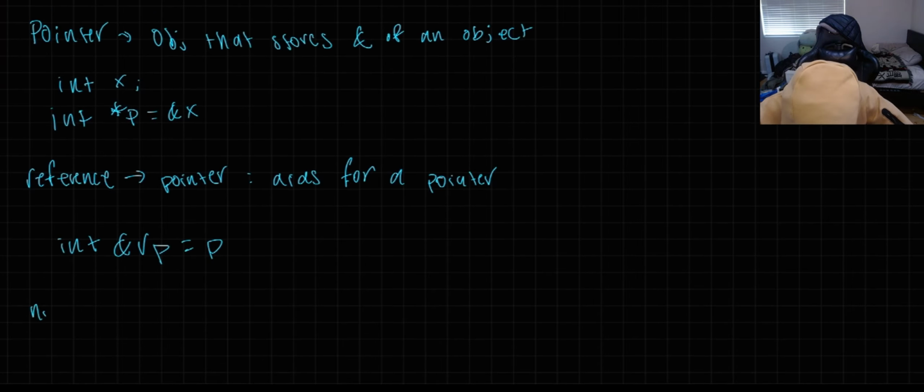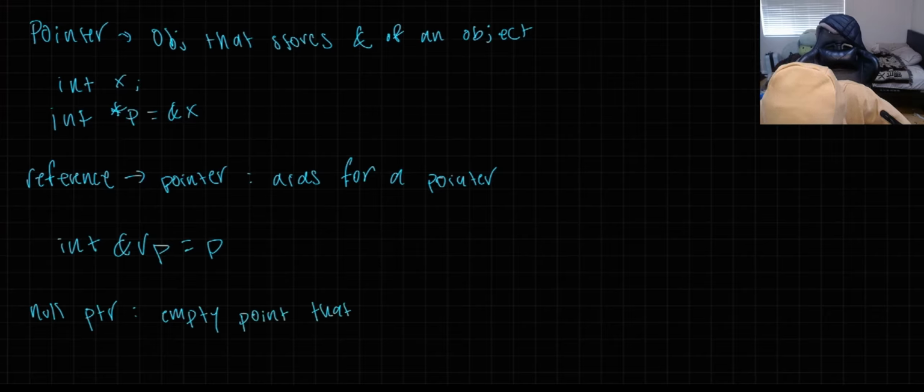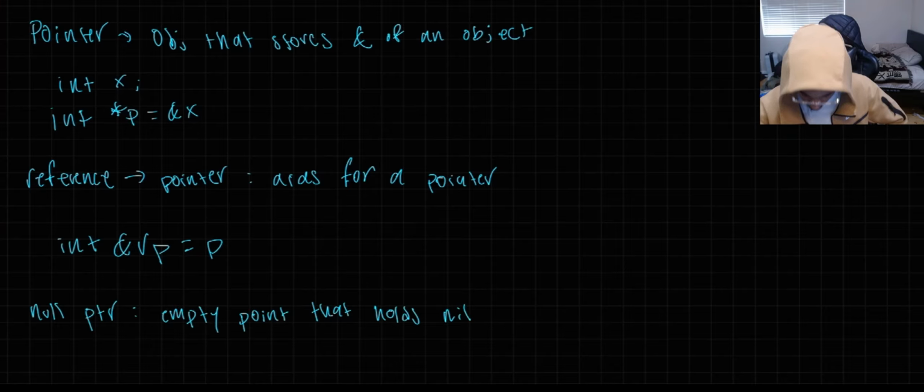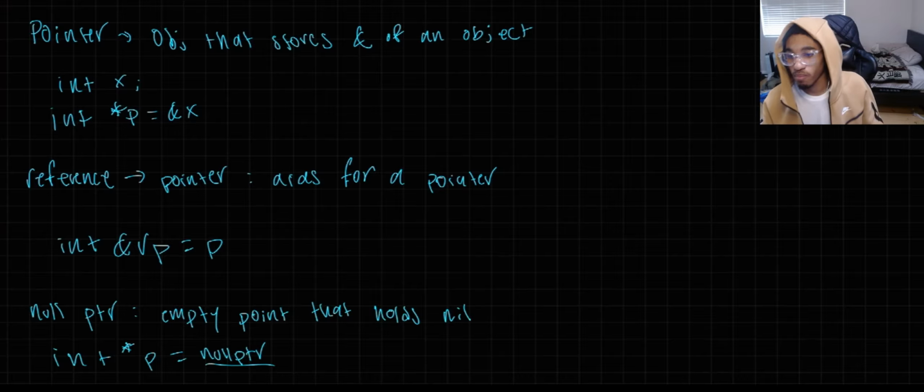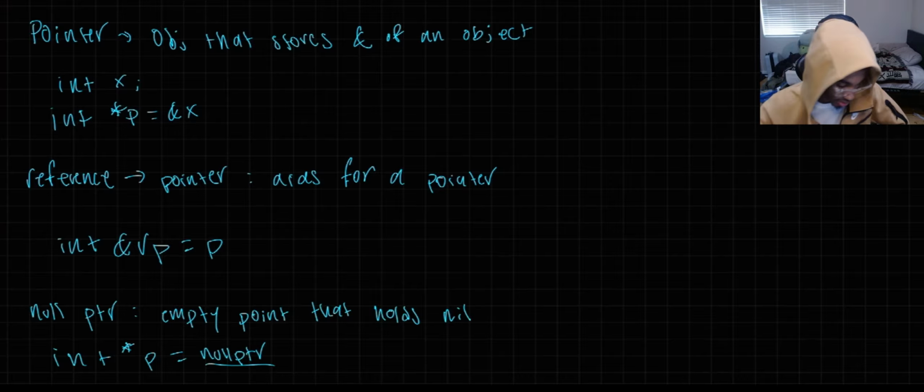Let's do null pointer. Empty pointer that holds nil. And we would denote that with int pointer, call that p, equals nullptr right here. This is the syntax for null pointer. Now let's see what else we have.